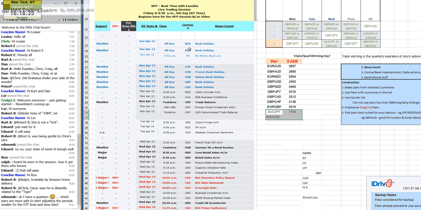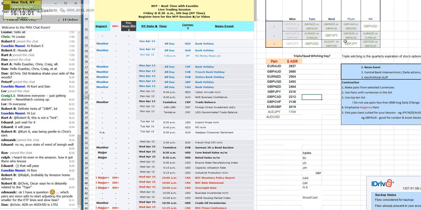So for Sunday we've got nothing. For Monday we've got nothing. So, we have no trade for Monday. Same as I did last week. Okay, for Tuesday we have nothing from Monday and nothing on Tuesday. Then the choice will be the Euro Kiwi or the Euro Aussie. Then the Pound Kiwi or the Pound Aussie. And then the Pound US dollar.